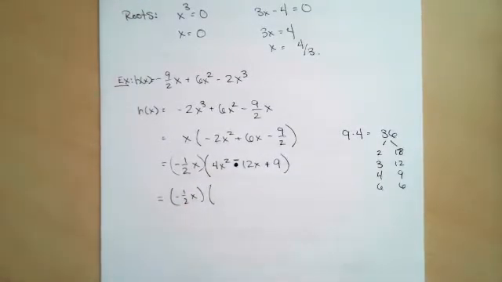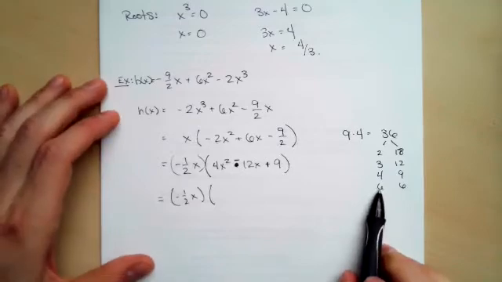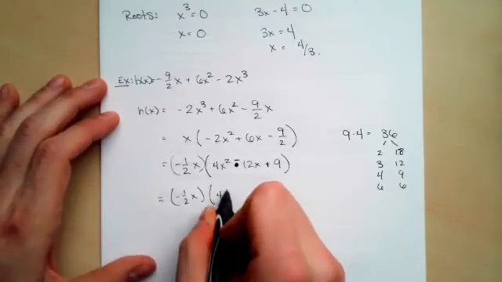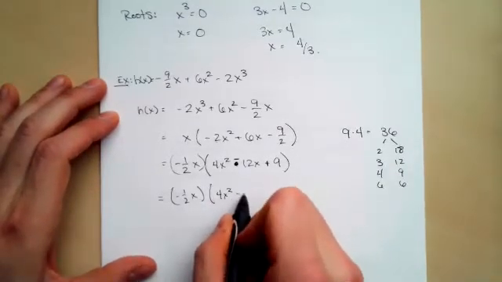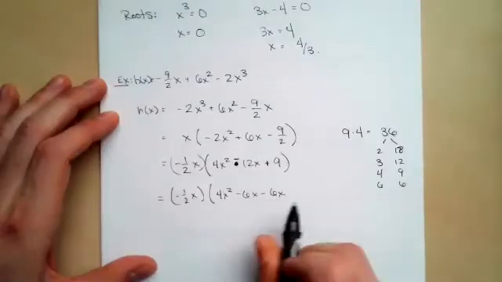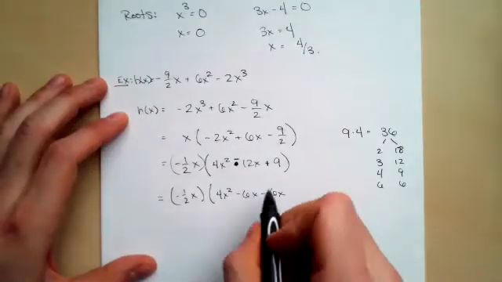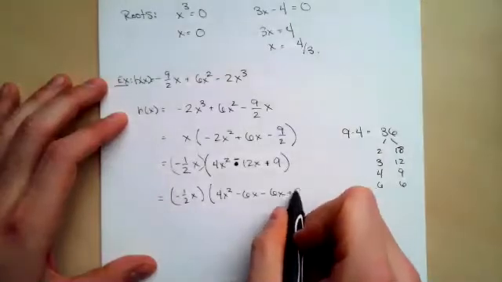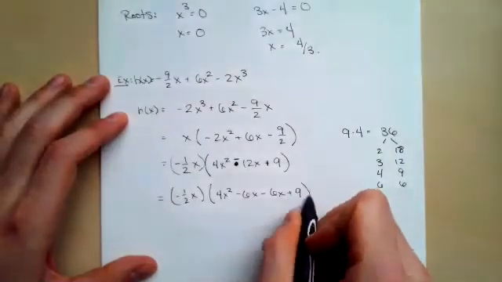So how do we factor this? So we've got 4x squared. This minus 12x, I'm going to write as minus 6x minus 6x. That's the splitting of that 12. And then plus 9.